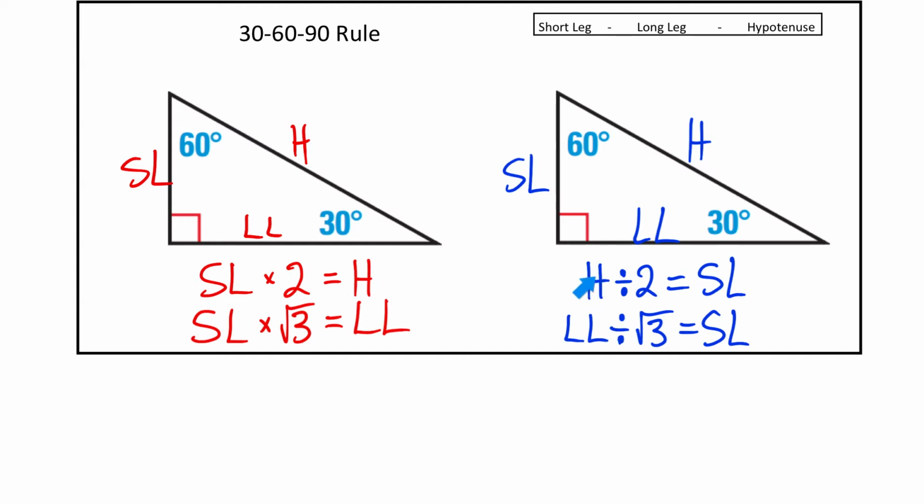Okay, so the hypotenuse is 15, so I'm going to do 15 divided by 2. Okay, good. 15 divided by 2 is 7.5, so the short leg is 7.5. From the short leg to the long leg, just multiply by the square root of 3. So how long is the short leg? 7.5. So I'm going to do 7.5 times the square root of 3 to tell me the long leg. So 7.5 times square root of 3 is what?